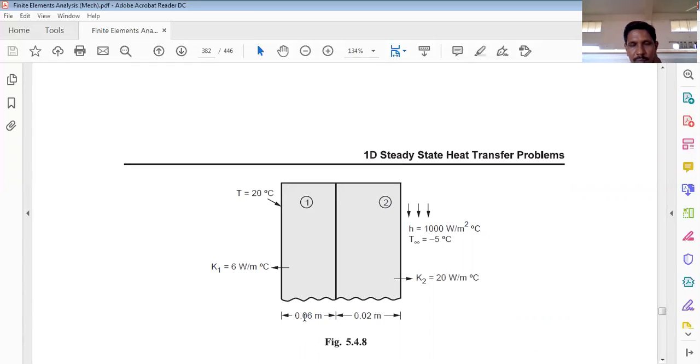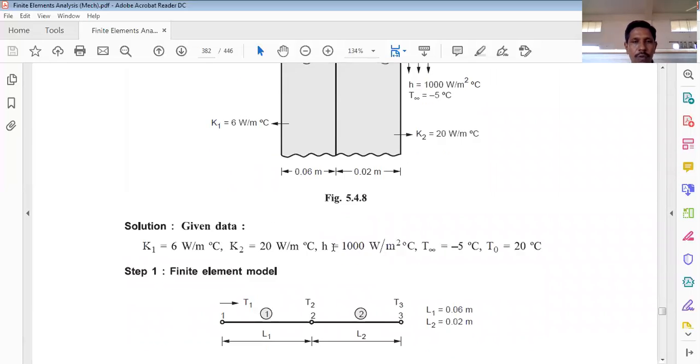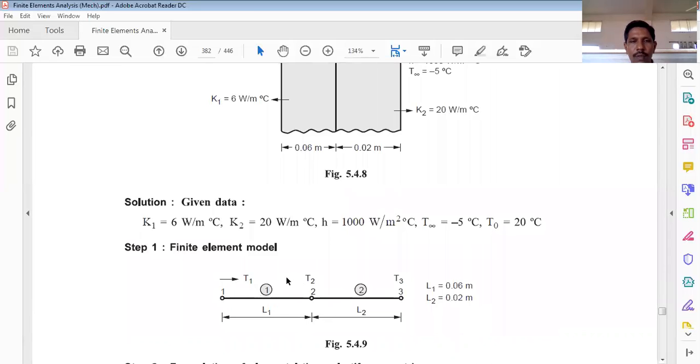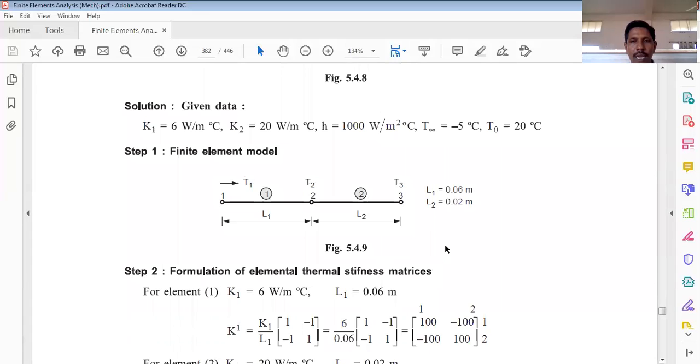The length of the first member is 0.06 meter, and the length of the second member is 0.02 meter. The thermal conductivity of the first wall is 6 watts per meter degree centigrade, and the thermal conductivity of the second member is 20 watts per meter degree centigrade. The first step is the finite element formulation. There are 2 elements: element number 1 is connected between nodes 1 and 2, and element number 2 is connected between nodes 2 and 3. The temperature at node 1 is T1, at node 2 is T2, and at node 3 is T3. L1 and L2 are known.